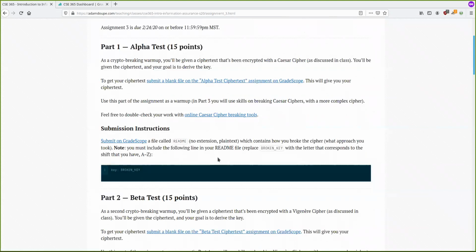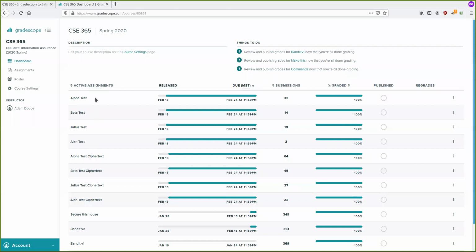and you also need to add a description on how you broke the cipher. And there's been some confusion on how you submit the solution. You have to submit the solution to the alpha test problem and not to the alpha test ciphertext problem. The alpha test ciphertext problem only gives you the ciphertext that you need to break. It does not grade your solution. The actual grading of your solution is done by the alpha test problem.